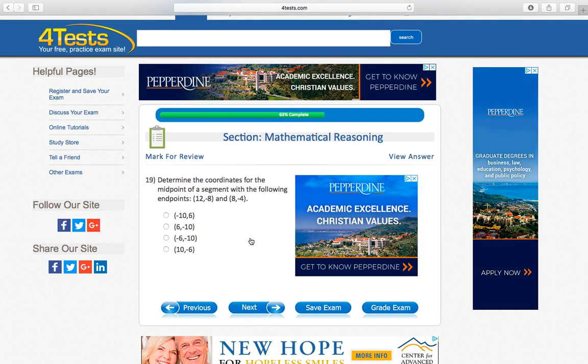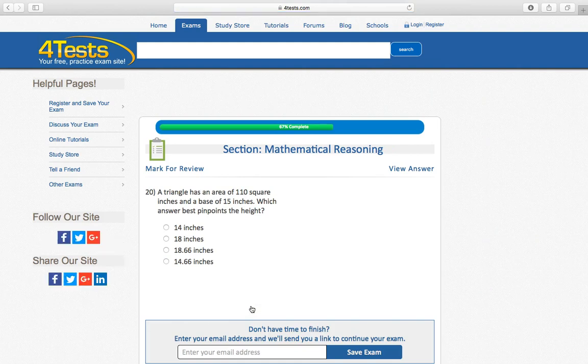Determine the coordinates for the midpoint of a segment with the following endpoints. Okay, midpoint: 12, -8, and 8, -4. With midpoint, all you're doing is adding the numbers together and dividing by 2. So for the x-coordinates, 12 plus 8 is 20, divided by 2 is 10. -8 plus -4 is -12, divided by 2 is -6. And so we will take 10 and -6 for our final answer on that one.